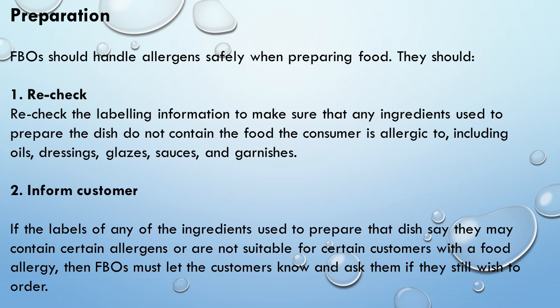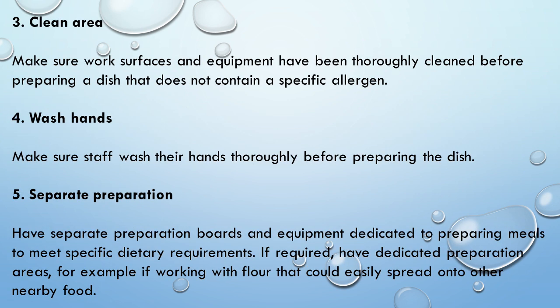Number 2, you've got to inform the customer. If the labels of any of the ingredients used to prepare that dish say they may contain certain allergens or are not suitable for certain customers with a food allergy, then the food business owner must let the customers know and ask them if they still wish to order. Number 3, clean area. Make sure work surfaces and equipment have been thoroughly cleaned before preparing a dish that does not contain a specific allergen. Number 4, wash your hands. Make sure staff wash their hands thoroughly before preparing the dish.